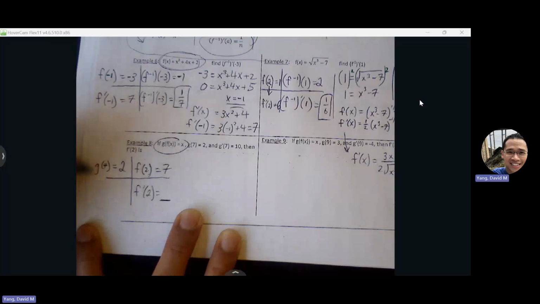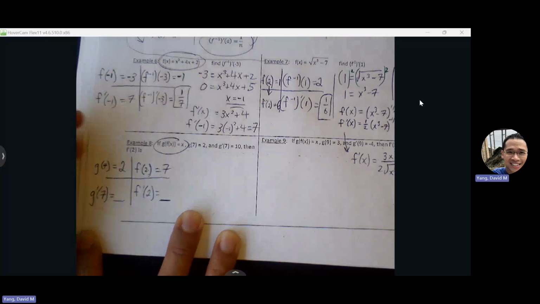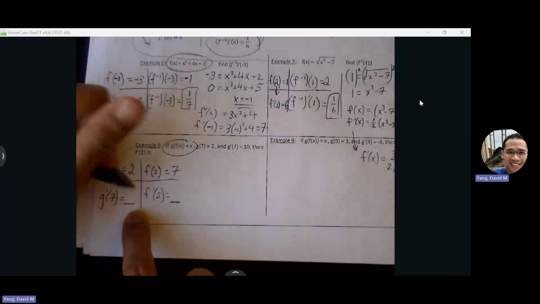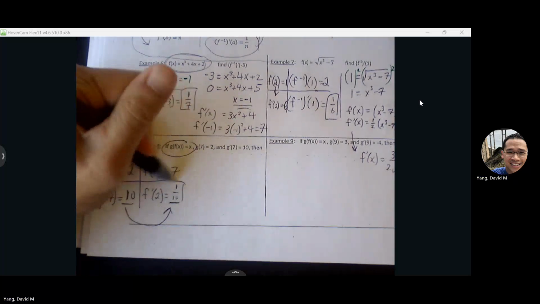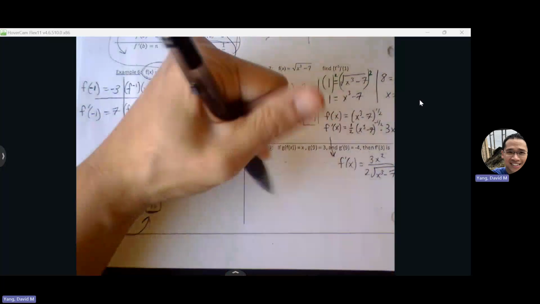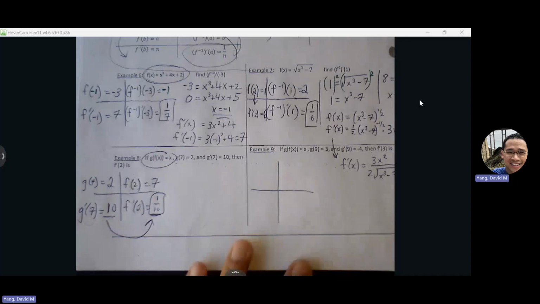So I'm working on my g function here. Do I know what g prime of 7 is equal to? What's that equal to? 10. So that should be enough, right? If I know g prime of 7 equals 10, then f prime of 2 must be 1 over 10. Try number 9, see if that process makes sense, the one we did with number 8.